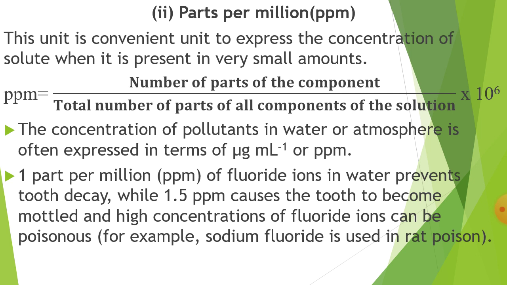1 part per million (ppm) of fluoride ions in water prevents tooth decay, while 1.5 ppm causes the teeth to become mottled, and a high concentration of fluoride ions can be poisonous. For example, sodium fluoride is used in rat poison. So where the amount is very small, in that condition we use this concentration unit.